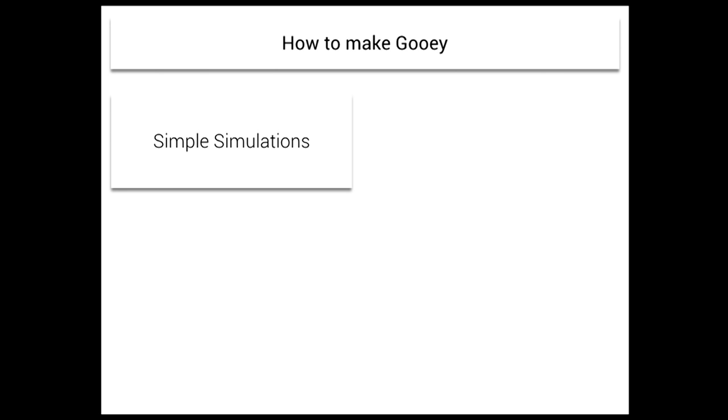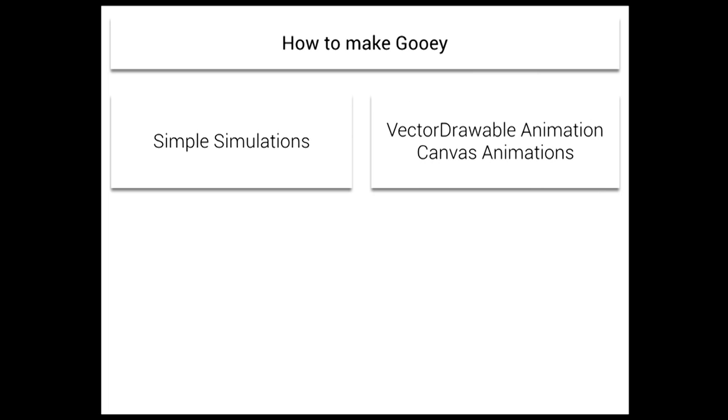And the first one is simple simulations, right? So something that's not too hard to fake. And the way that you can do this is with vector drawables and canvas animations. And we'll talk a little bit more about canvas animations in a second.